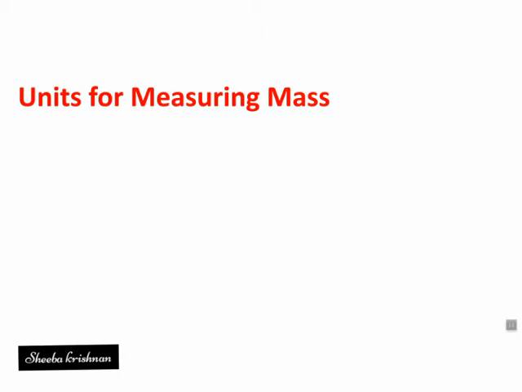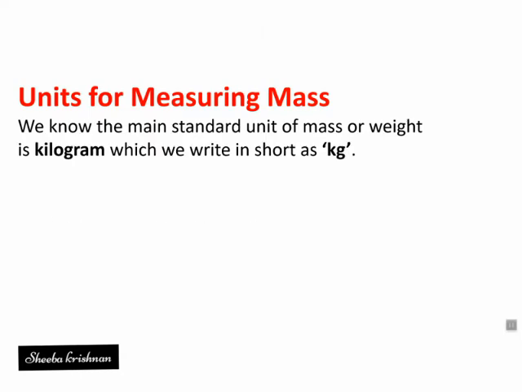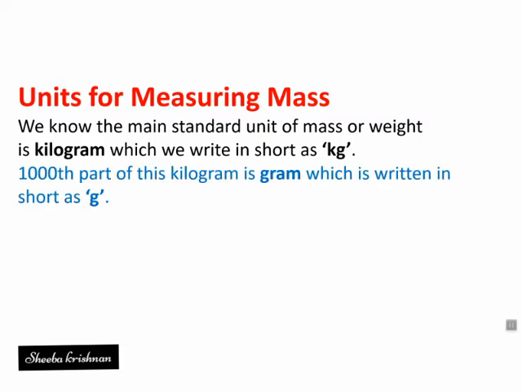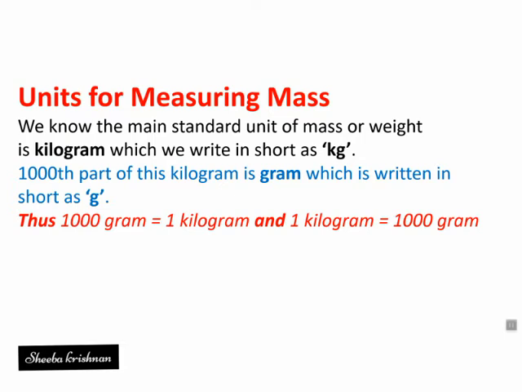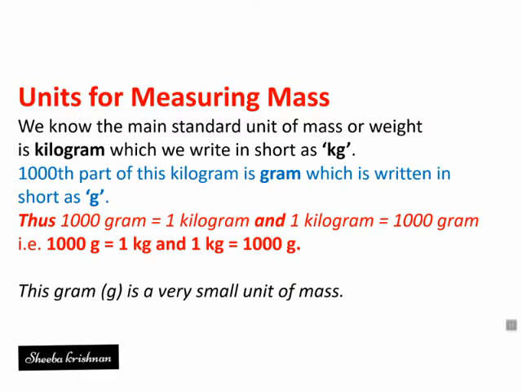What are the units of measuring mass? We know that the standard unit of mass or weight is kilograms, which we write in short as kg. A 1000th part of a kilogram is gram, which is written in short as g. Thus, 1000 gram is equal to 1 kilogram, or we can say 1 kilogram is equal to 1000 gram. And we know that gram is a very small unit of mass or weight.